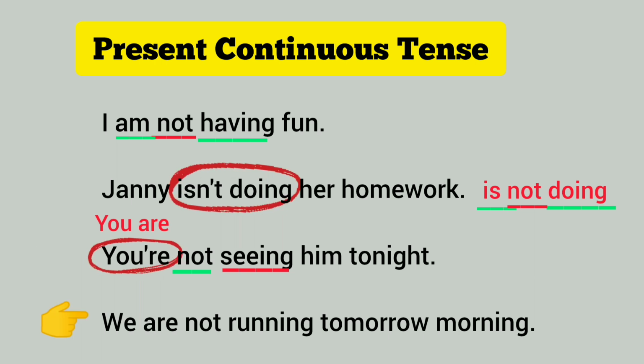And finally, we are not running tomorrow morning. Here we have the subject we. Therefore, we use the be verb are. Then we added not between the be verb and the verb running.